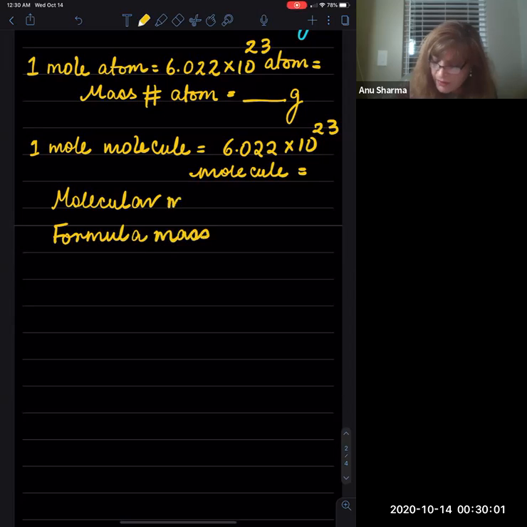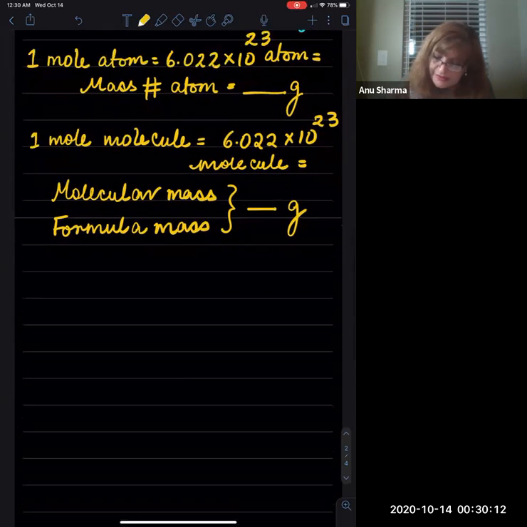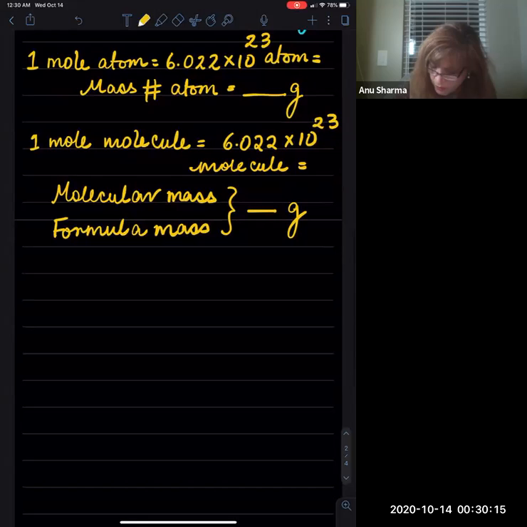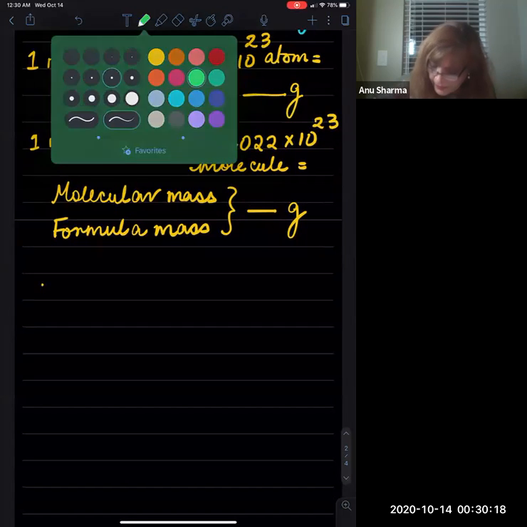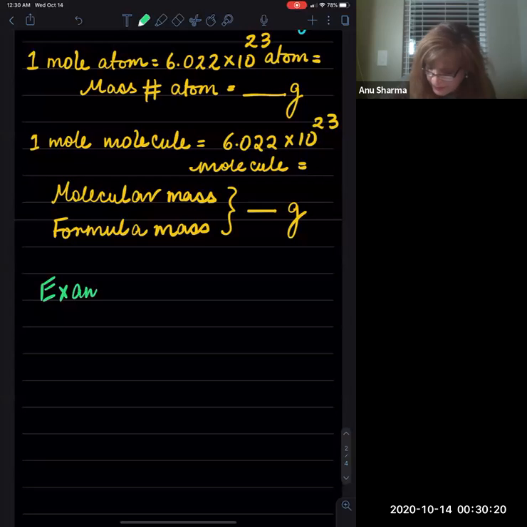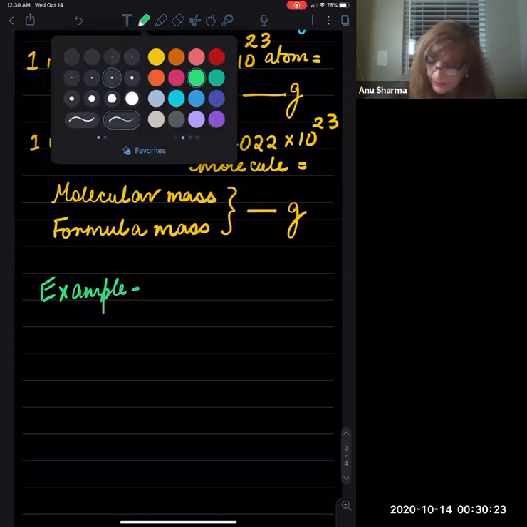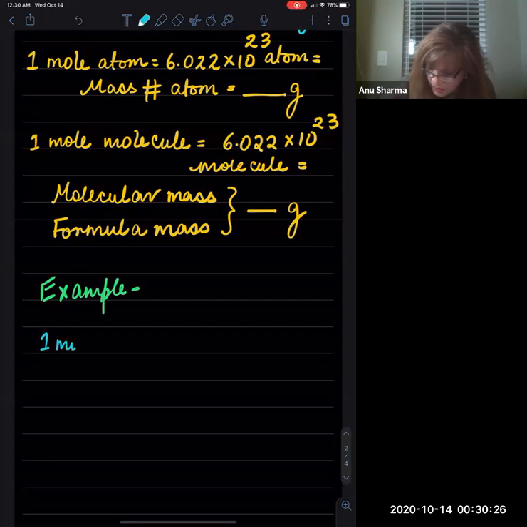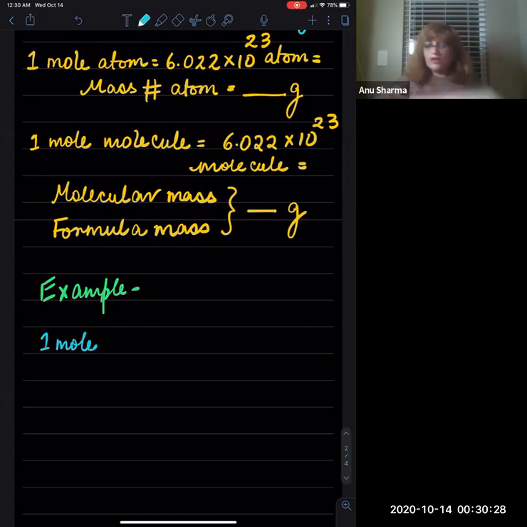If it's an ionic compound, it is formula mass; for a molecular compound, it is molecular mass; and regardless, whatever the weight is in grams. Okay, so now let's look at an example of one mole. Here we have 1 mole of, let us say, fluorine. F stands for fluorine.